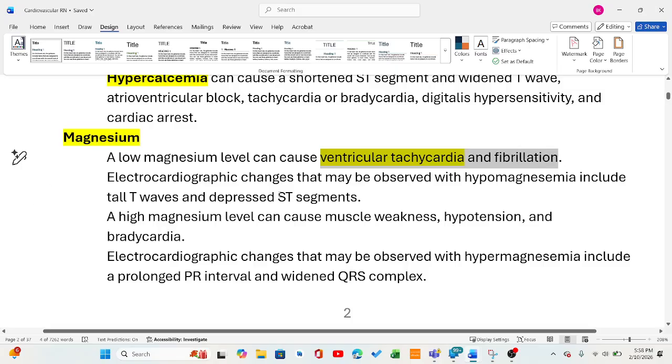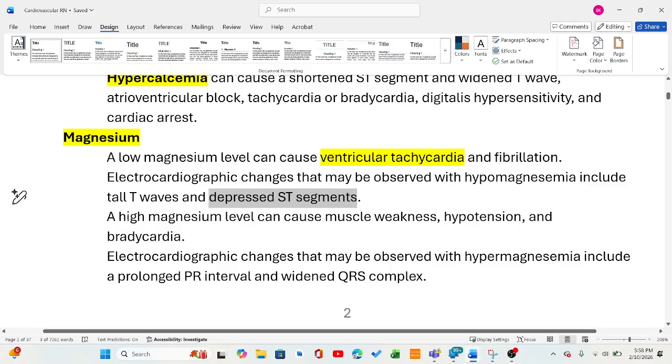Now, EKG will also change to show that we have hypomagnesemia, and in this case, you have a tall T wave and then depression of the ST segment. Again, I don't expect NCLEX to be talking about this ST segment, but with magnesium, always remember it is the heart that is going to be hit.